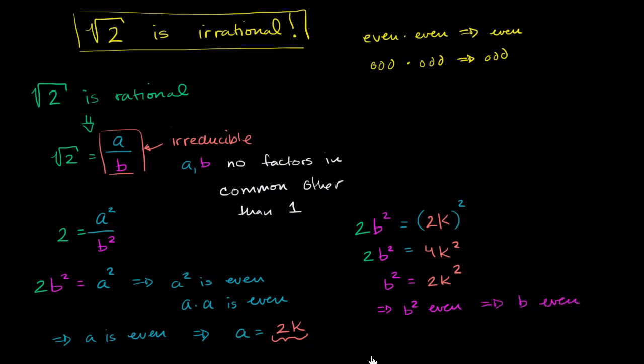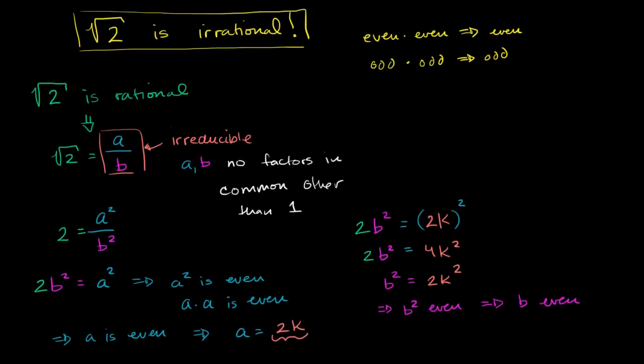So here's our contradiction. We assumed in the beginning that a and b have no common factors other than 1. We assumed that this fraction right over here, a over b, is irreducible. But from that, and the fact that a over b must be equal to the square root of 2, we were able to deduce that a is even and b is even. Well, if a is even and b is even, then they both have 2 as a factor, and then this isn't irreducible. You could divide the numerator and the denominator by 2. A and b have a common factor of 2.